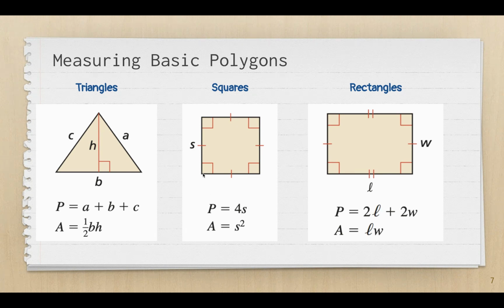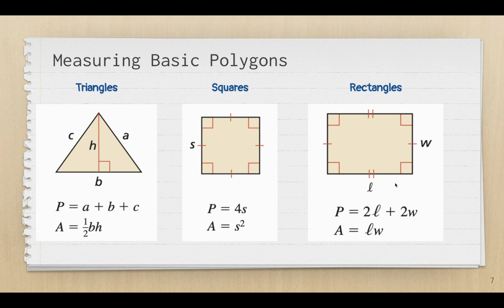With a square, we know that all 4 of these sides are congruent. So this is s, s, s, s. Perimeter is s plus s plus s plus s, or 4s. The area is just s times s, which is s squared. Rectangle: it's typical to call this the length and this the width, but it doesn't matter. These are just numbers.